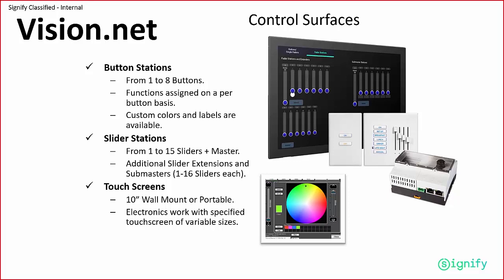Slider stations can go from 1 to 15 sliders plus the master. Essentially, each gang is a 4-slider station. Every slider station has all 4 sliders in the guts of the product. It's only a question of how many of those sliders are exposed on the faceplate. And you can expand and go to multiple gangs to get out to 16 sliders.